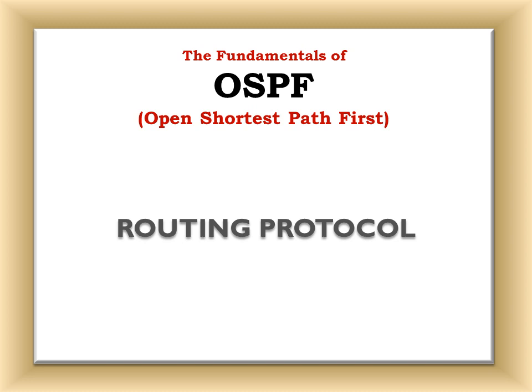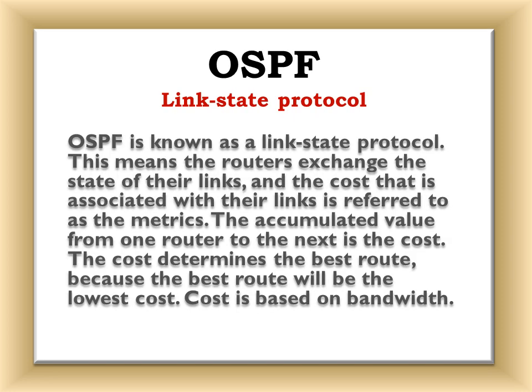In this presentation, we are going to be discussing the fundamentals of OSPF, the Open Shortest Path First routing protocol. OSPF is known as a link state protocol. This means the routers exchange the state of their links, and the cost associated with their links is referred to as the metric. The accumulated value from one router to the next is the cost. The cost determines the best route, because the best route will be the lowest cost. Cost is based on bandwidth.